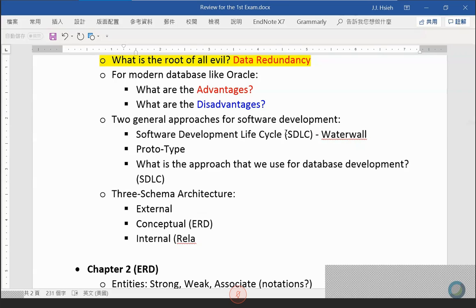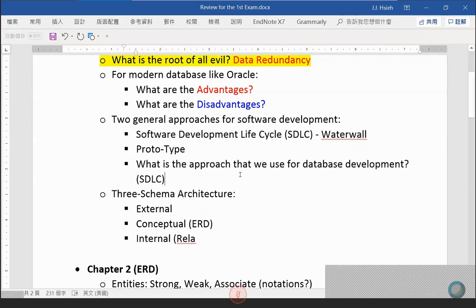I haven't seen people using a prototype approach for database development, but if you know about it, let me know. For all these years when I've taught database development, we always use SDLC. I think it's quite understandable because most of you have learned about this methodology.